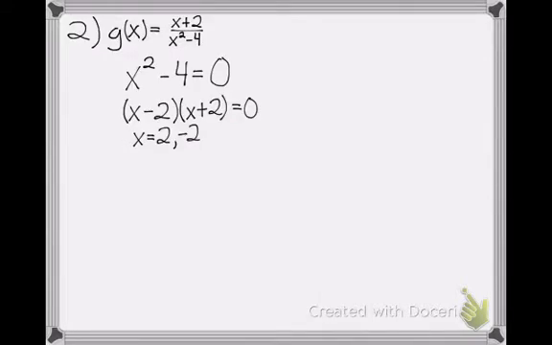So for part 2 of this example, we're dealing with the function g of x equals x plus 2 over quantity x squared minus 4. Now, the two things that we're always looking for when we're finding domain are divide by zero problems and negative under an even root. There are no even roots here, so the only thing that we have to concern ourselves with is a divide by zero problem.